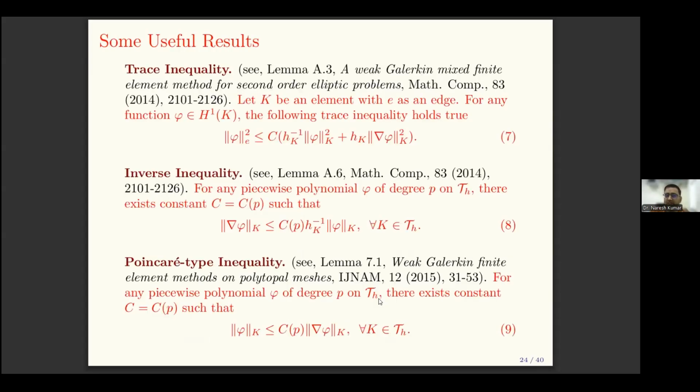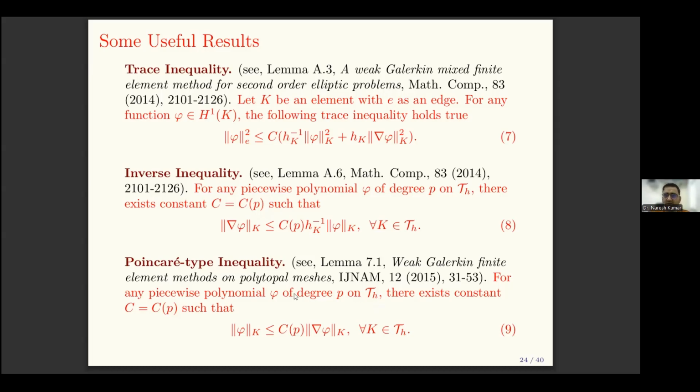And now in the analysis we also use some important results that are very important in the WG method. One is the trace inequality, or even it's not only in WG, even in any polygonal method like in virtual element method or in hybrid higher order method. So these trace inequality, inverse inequality, and Poincare inequalities are very important to derive the convergence analysis.